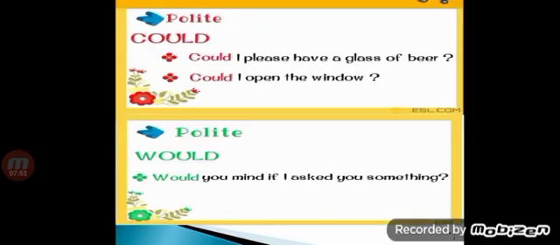When you want to ask about something and you want to sound more polite or softer, you could use would or could. For example, could I please have a glass of beer? Or could I open the window? Or would you mind if I ask you something?